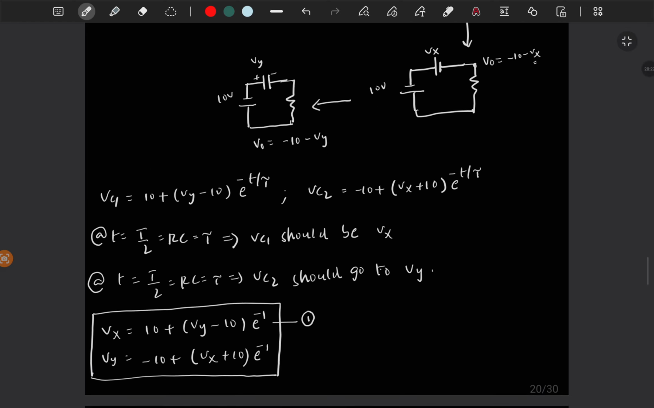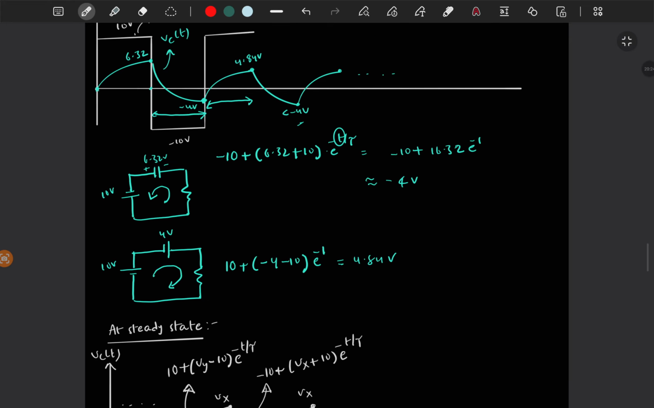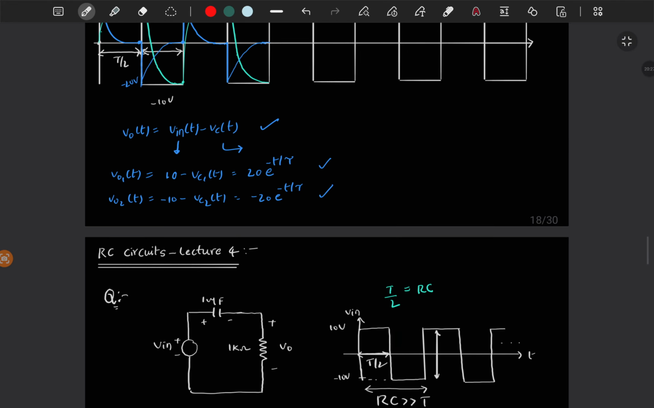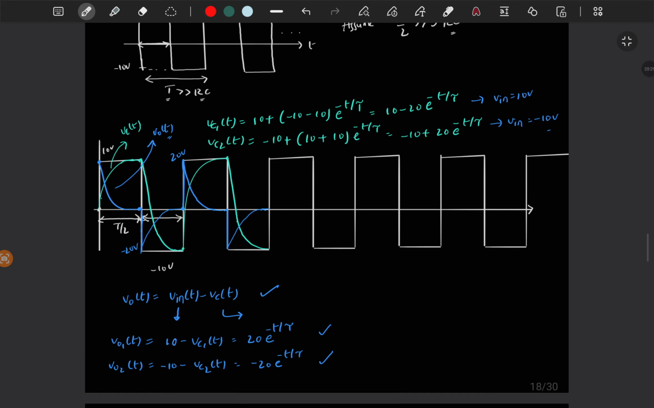And do we have any other equations that we have written?